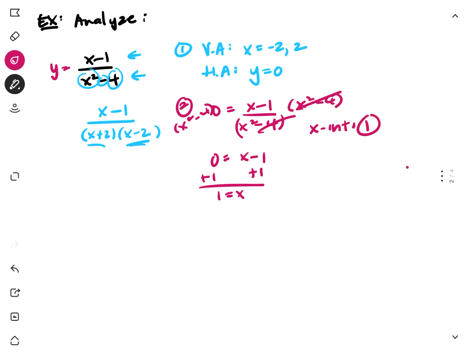Okay, so for our y-intercept, remember that's going to be f of 0. So f of 0: we're going to do 0 minus 1 over 0 squared minus 4. That's negative 1 over negative 4, which is positive 1/4.